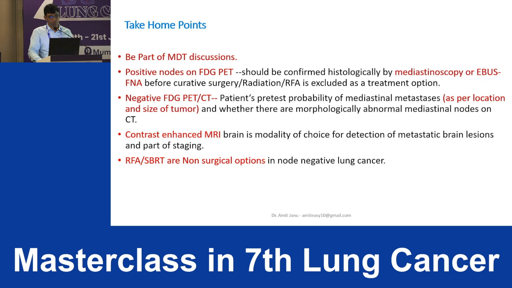So, just the take-home points: we need to make our own small MDTs, and we need to know that positive nodes on FDG doesn't mean it is going to be metastatically positive, or negative doesn't mean that there is no metastasis in these nodes. And contrast-enhanced MRI is the choice for detection of metastatic brain lesions, and it is a part of staging to pick up asymptomatic brain metastasis. And we need to know that apart from surgery, there are non-surgical options in node-negative lung cancers when there are a lot of comorbidities, like RFA and SBRT.